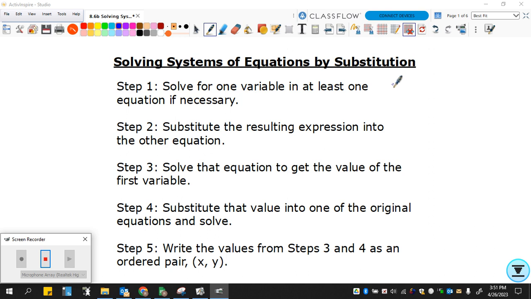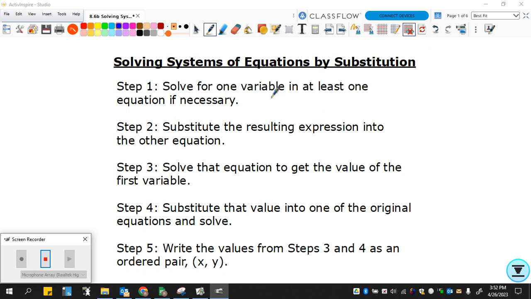If you remember, in the last lesson we used Desmos to do the graphing. In this lesson, we're not going to use Desmos, because we're not graphing. All right. So there are 5 basic steps.